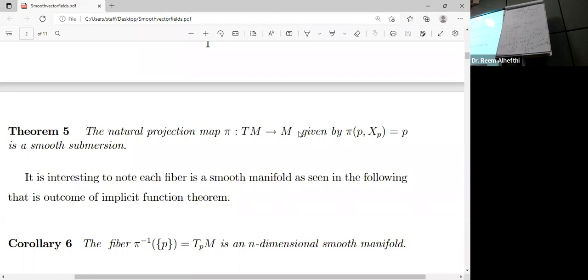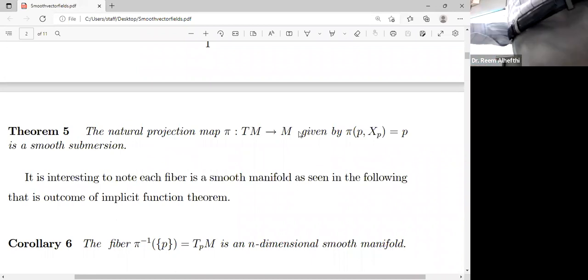Professor Hela introduced these three notions: immersion, submersion, diffeomorphism. These things were introduced back then. So here, this map is a submersion. Once you know that it is a submersion, the implicit function theorem comes into play here.